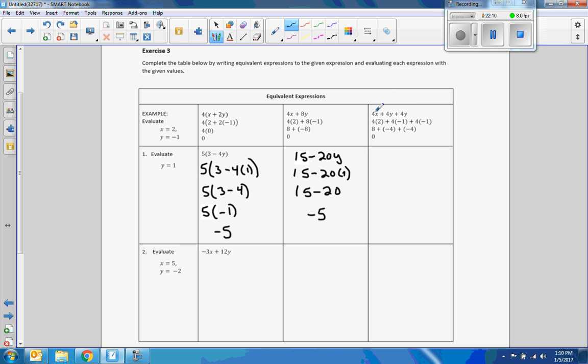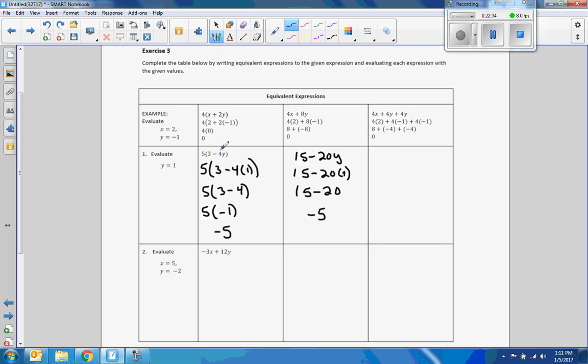Now this one, they're just writing it out repeatedly. So this was 4x plus 2y times 4, and they did 4y, 4y, splitting that up. Okay, I'm not really sure why they did this, but anyhow.